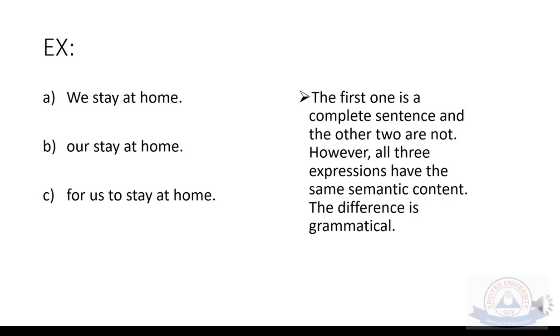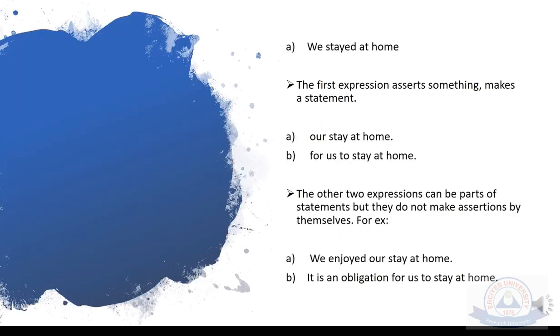The difference is grammatical. Yes, you can see that in A, it is written like we. In part B, it says our. And in C, it says us. You can see all of them refers to the same semantic content actually. And when we look at sentence A, we stayed at home. It is a full sentence because we can see that there is a subject and also a predicate. And this expression asserts something, makes a statement.